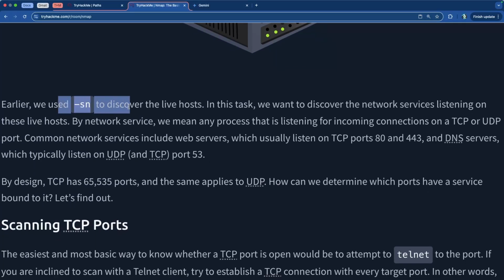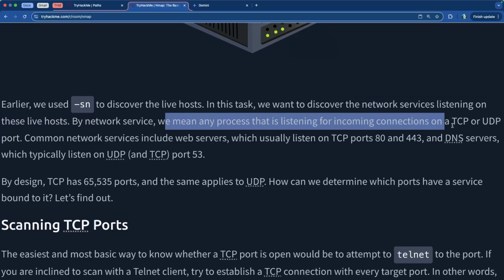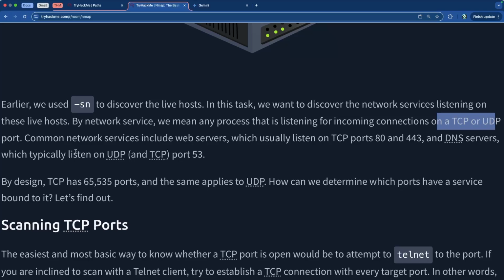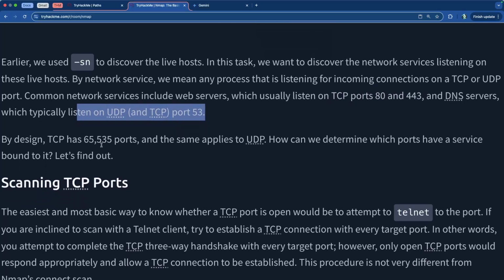So we used Nmap -sn to discover the live hosts. We want to discover the network services listening on those live hosts. And we mean any process that's listening for incoming connections on either a TCP or UDP port. Common network services like web servers, which listen on ports 80 and 443, DNS servers, which is typically on UDP and TCP port 53. These are default ports, by the way. You can always change these when you're doing your configurations.